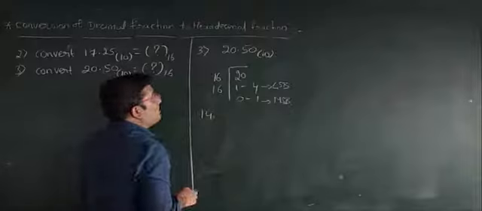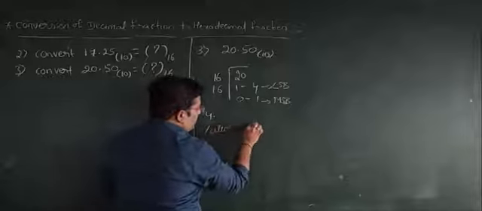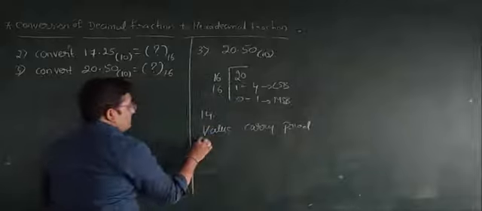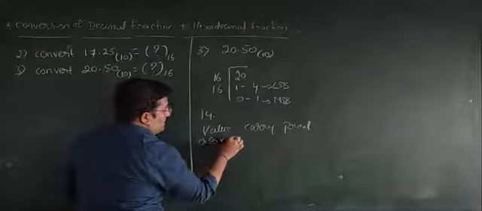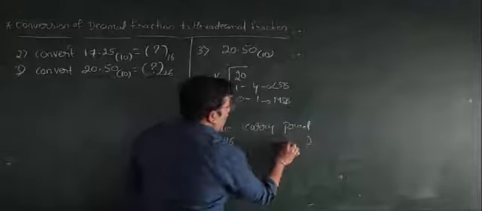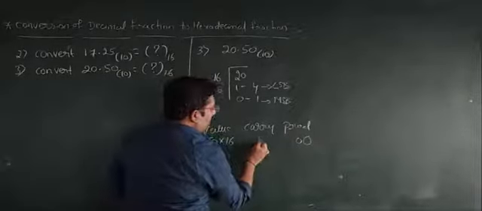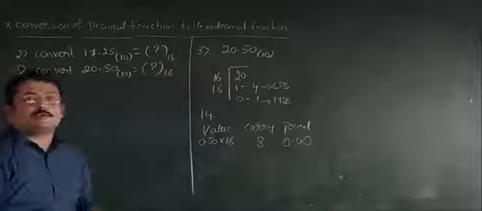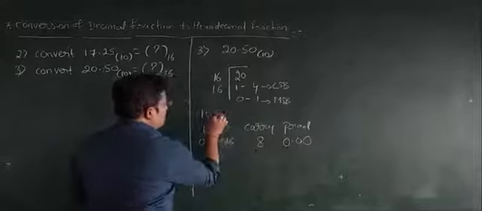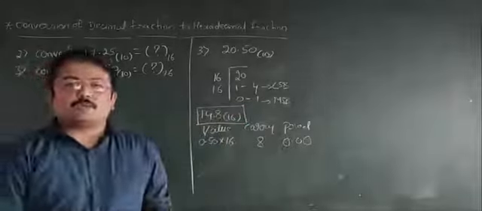So next, the decimal fraction value carry product. So 0.50 into 16. 16 zeros are 0. 16 5s are 80. So 8.00. So the 8 is carried, and the product value becomes 0. So only one carry is left here. So my answer is 14.8 to the base 16.